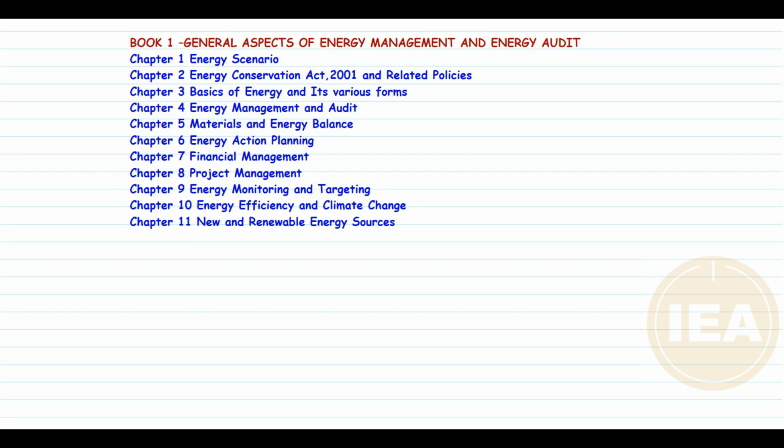Chapter 2 is Energy Conservation Act. After understanding the scenario in the world and in India, we will see what the policies are to save energy and towards achieving sustainable development, the Energy Conservation Act 2001 and related policies. Then chapter 3 is the basics of energy and its various forms. In this chapter we will see different forms of energy. Then energy management and audit, then materials and energy balance.